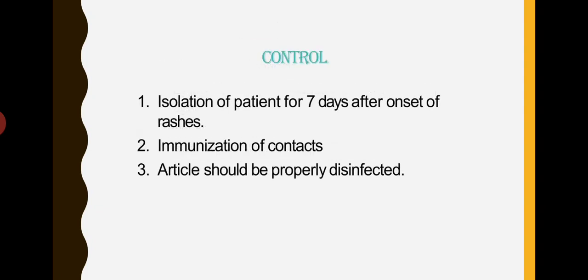Control: this measles can be prevented with the isolation of a patient for 7 days after onset of rashes. Then immunization of contacts. Those people who came in contact with a victim or a patient should be immunized, and articles should be properly disinfected. The articles or things used by the patient, including the bed sheet, blanket, dishes, and plates, should be properly disinfected. This is the control measure for measles.